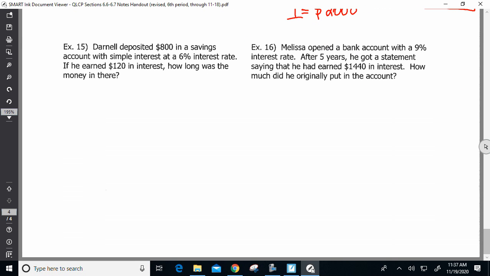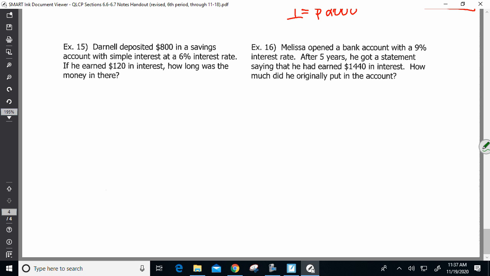So let's work two examples in which now something is missing. Example 15. Darnell deposited $800 in a savings account with simple interest at 6%. If he earned $120 in interest, how long was the money in there?